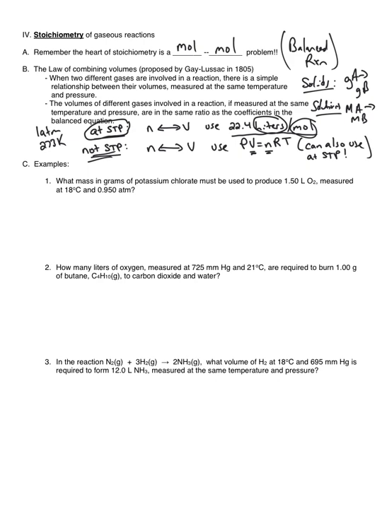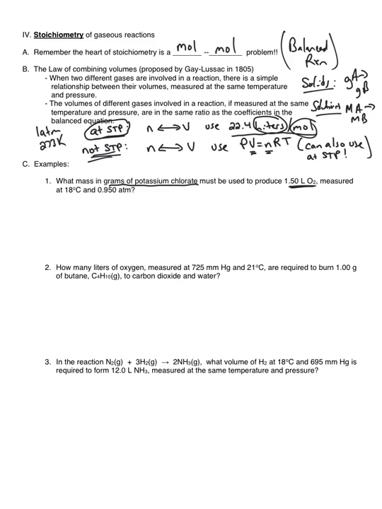All right, problem 1. What mass in grams of potassium chlorate must be used to produce 1.5 liters of oxygen measured at 18 degrees Celsius and 0.95 atmospheres? All right, again, we have been given a quantity, a unit of measurement. In this case, for a gas, it's often volume. We've been given the volume of a gas, but we want to know the mass of an ionic compound, which is a solid. Potassium chlorate is a solid.